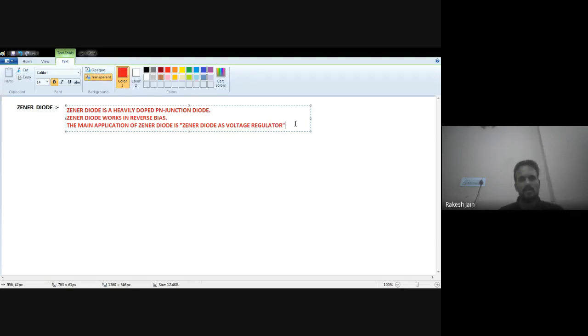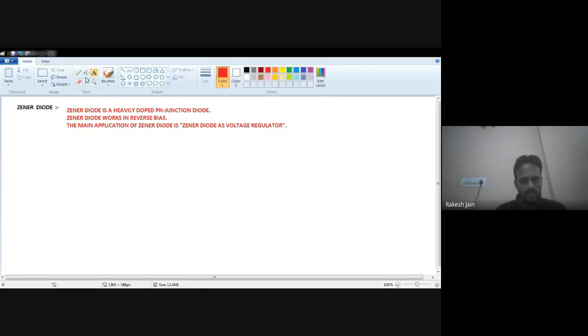Zener diode is a voltage regulator. This is the main application of a Zener diode. If you talk about the basic symbol of the Zener diode, then the Zener diode symbol is quite different from the normal PN junction diode. In a normal PN junction diode, we know there are two terminals, anode and cathode. Similar to that, here also there are two terminals, anode and cathode, but the cathode is shown with the sign of Z.